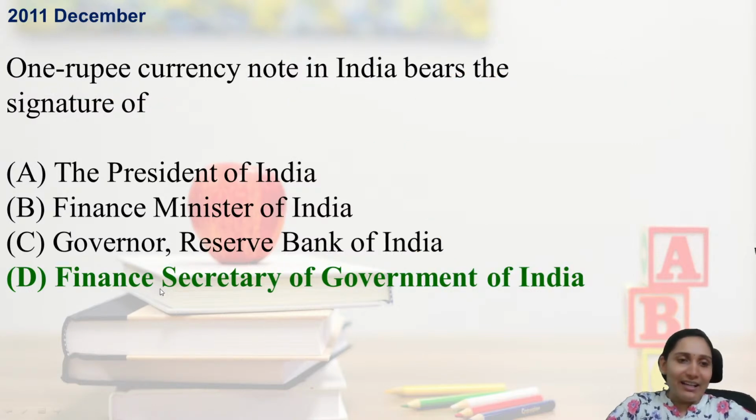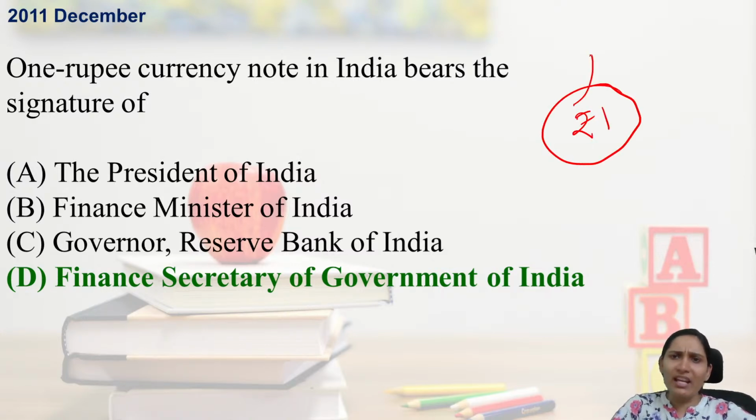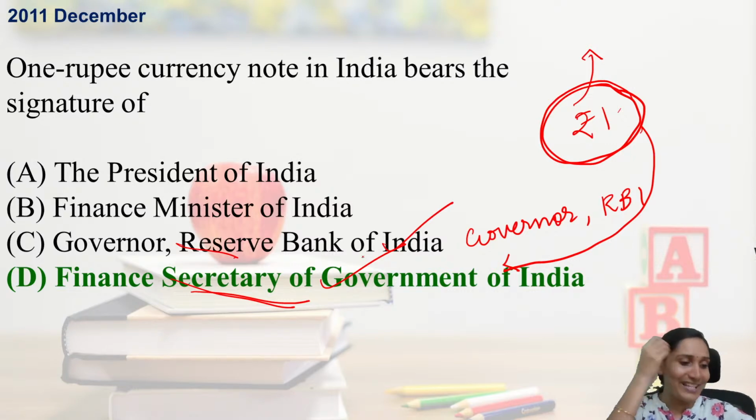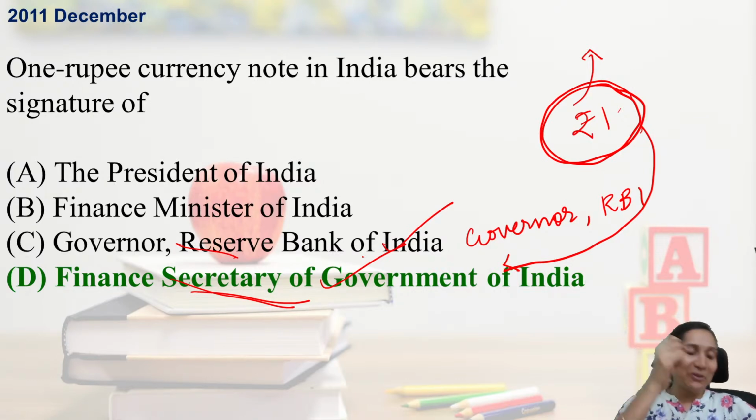The answer is D. Because except the 1 rupee currency note, which is not widely used even though it still exists, all other currency notes bear the signature of the Governor of the Reserve Bank of India. But in the case of the 1 rupee note, the currency bears the signature of the Finance Secretary of the Government of India. Okay, Pooja has already changed. And Rani D. Okay.